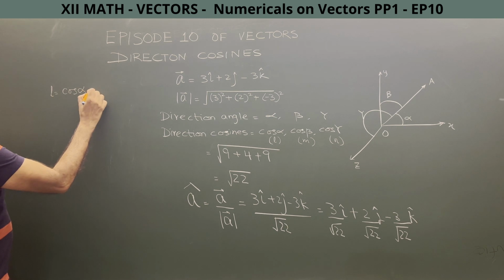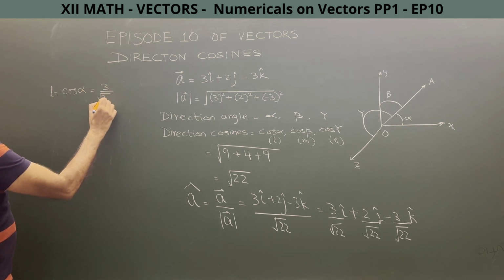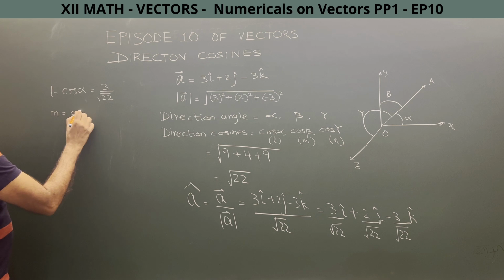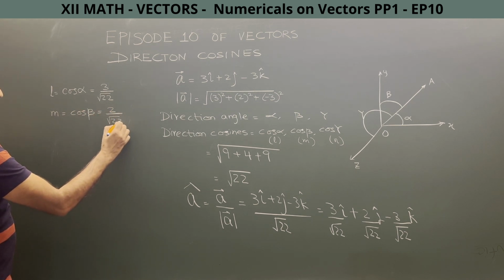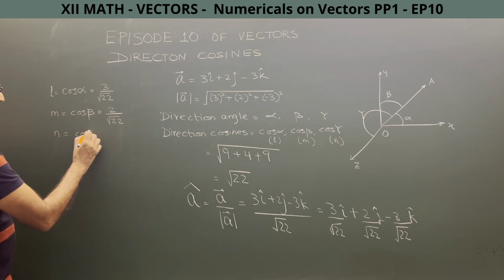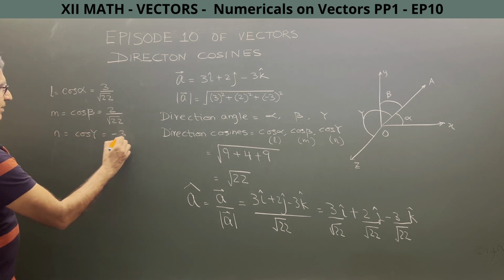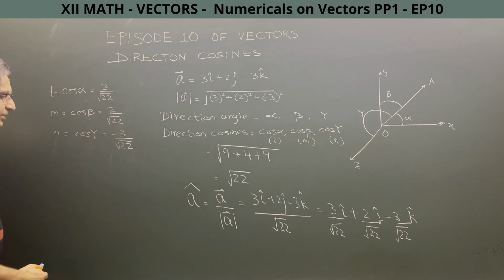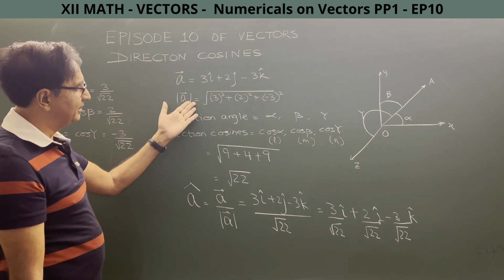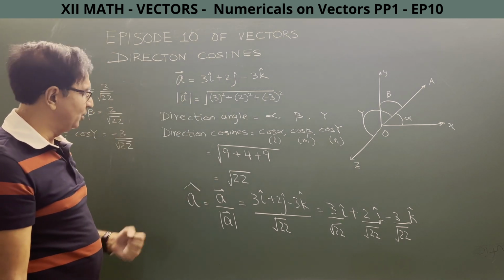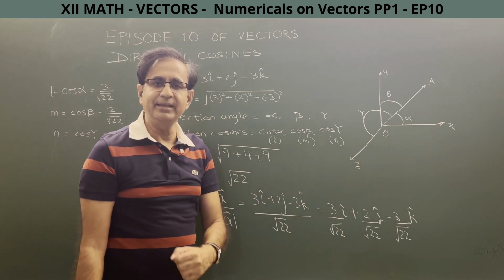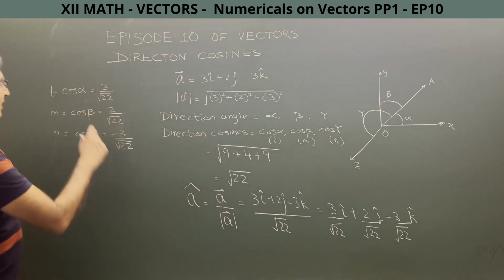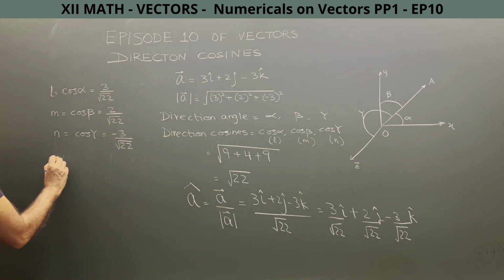So what is the first direction cosine? 3 by root 22. What is the second direction cosine, cos beta? 2 by square root of 22. And what is the third direction cosine? Minus 3 by square root of 22. So it was perhaps as simple as finding the magnitude of the vector, a couple of lines more. Divide the vector by its own magnitude, separate it out, and the coefficients of i, j and k are nothing but the direction cosines.